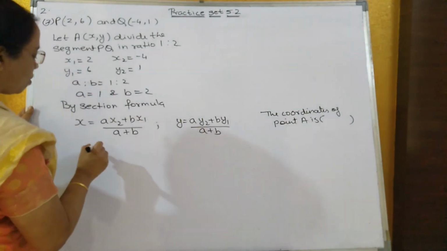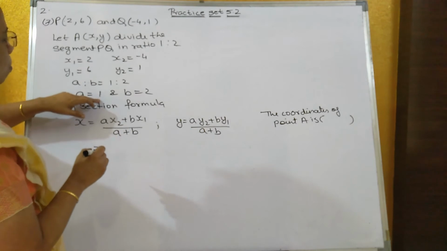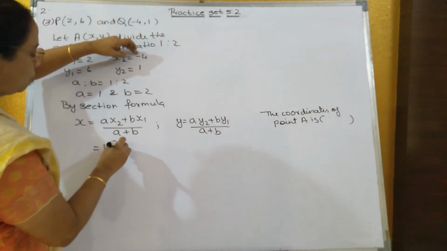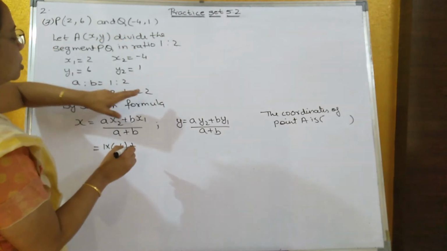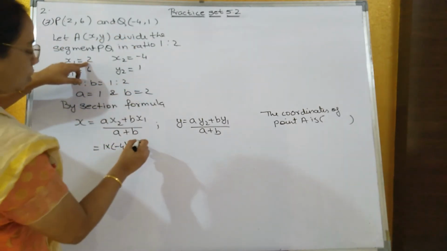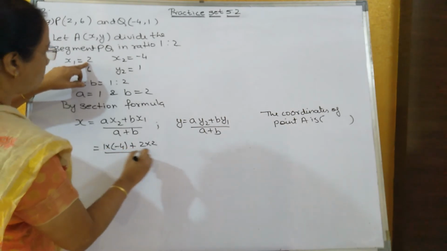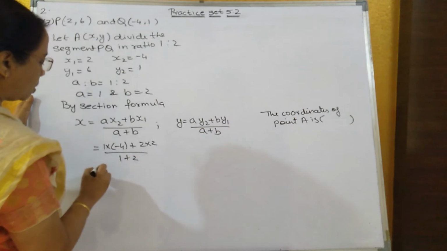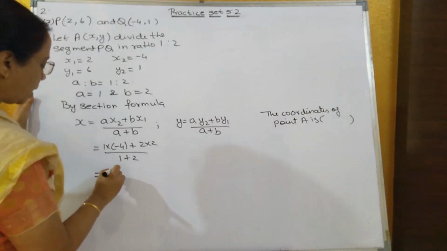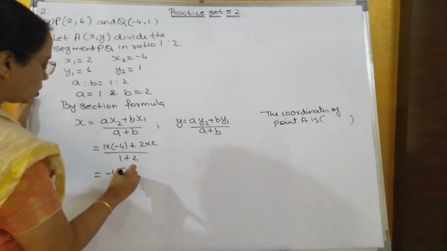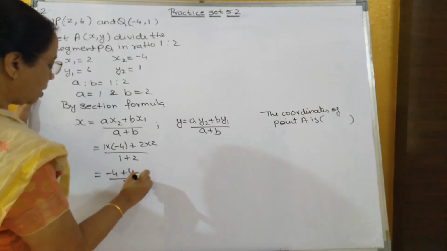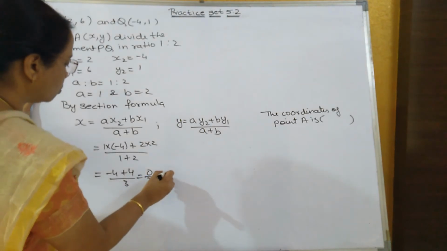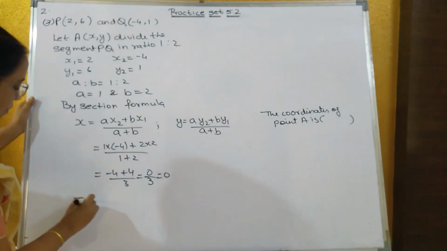By section formula, x is equal to 1 into x2, that is 1 into minus 4 plus b is 2 into 2 upon a plus b, that is 1 plus 2. So that is equal to 1 into minus 4 is minus 4 plus 2 into 2 is 4 upon 3, that's equal to 0. Minus 4 plus 4 is 0 upon 3, that's equal to 0. So we have got the value of x equal to 0.